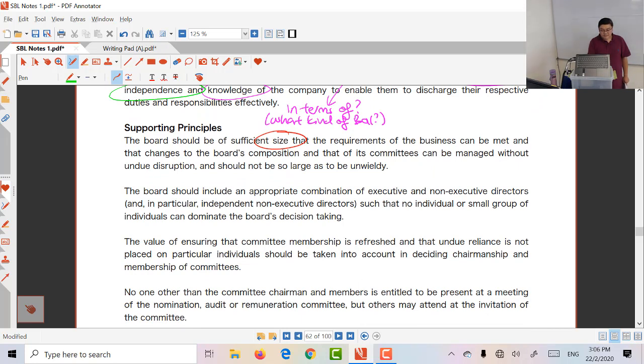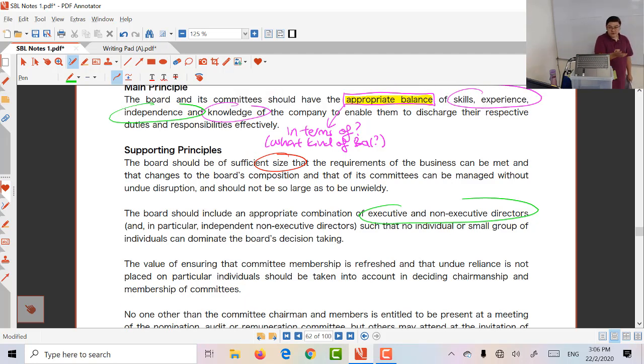Now, then it goes on in the next paragraph that the board should include an appropriate combination of ED and NED. Now, ED and NED is actually the same as balance of independent. Would you agree? Because when you talk about NED, you will talk about independent director. So that's why in this case, I think these two types of balance are more or less the same. Balance of ED, NED.